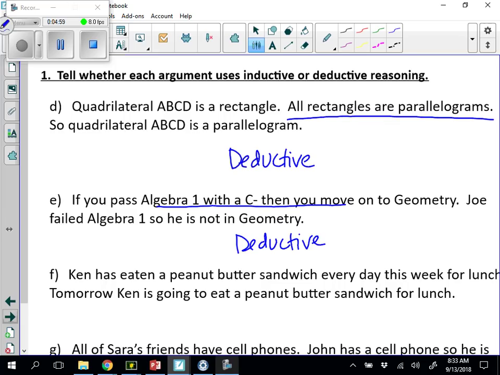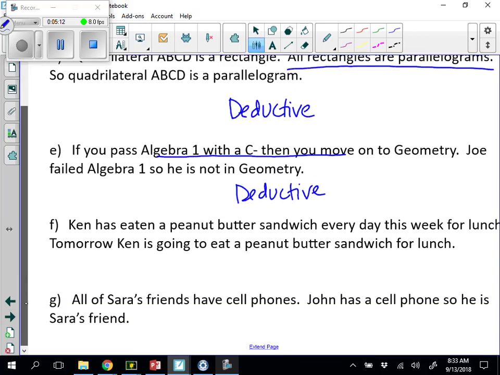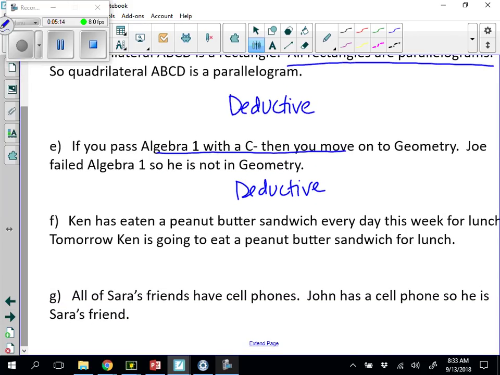If this was inductive, it might say, I have a couple friends in Algebra 1 who got a D, and they're not in geometry, so you must have to retake Algebra 1 because they didn't get a certain grade. So if you saw it happen with a couple friends, that's inductive. If we have a rule in place, that's deductive.